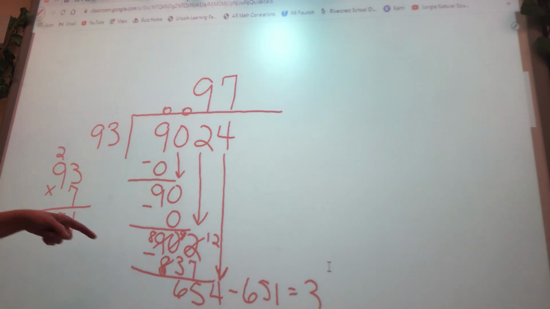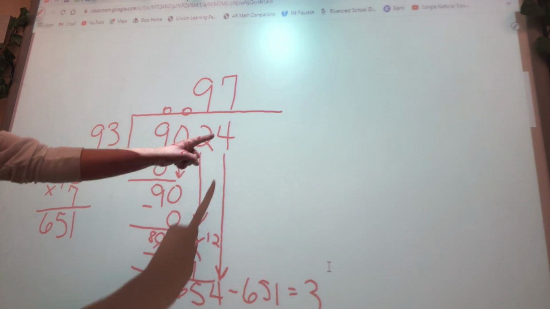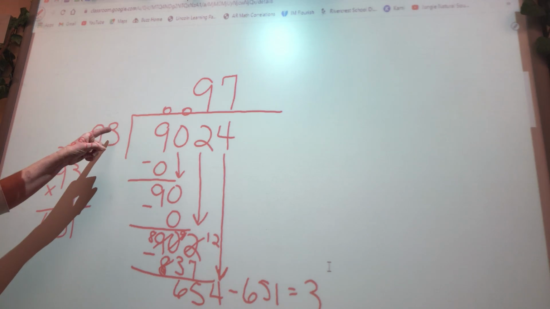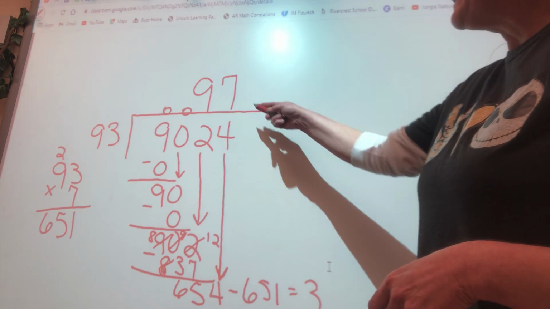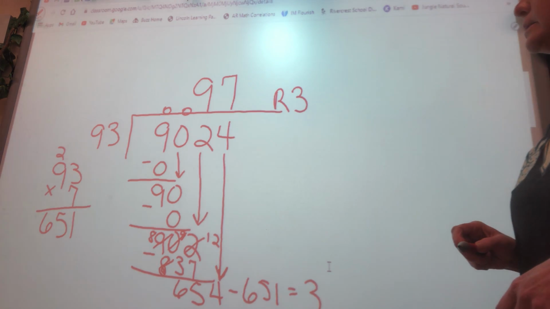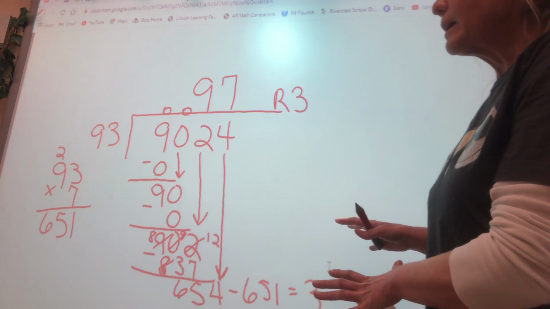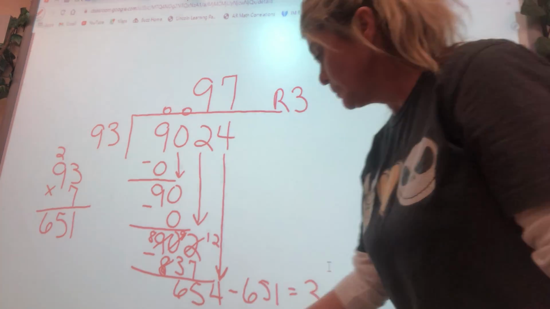We've already done the math for all of it. This is smaller. All of my digits are covered. So my final answer is 97 with a remainder of 3. Okay? So this is using standard algorithm form.